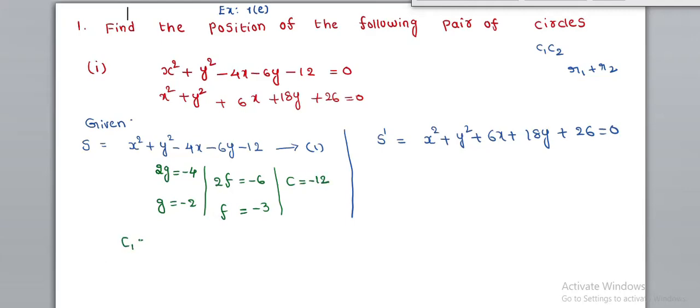First center C1 is equal to formula minus g comma minus f, that is equal to minus into minus 2 comma minus into minus 3, that is 2 comma 3. The first radius formula, square root of g square plus f square minus c.